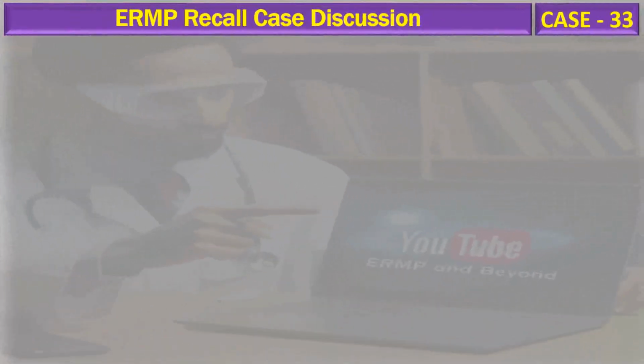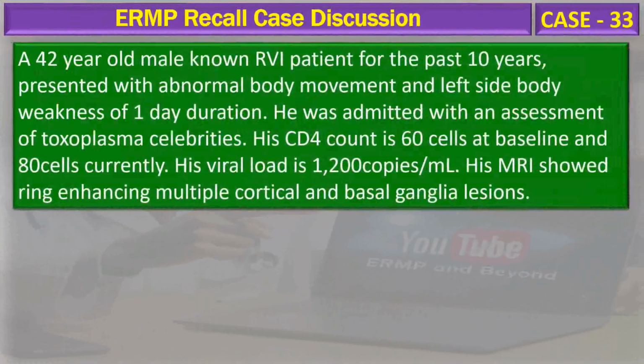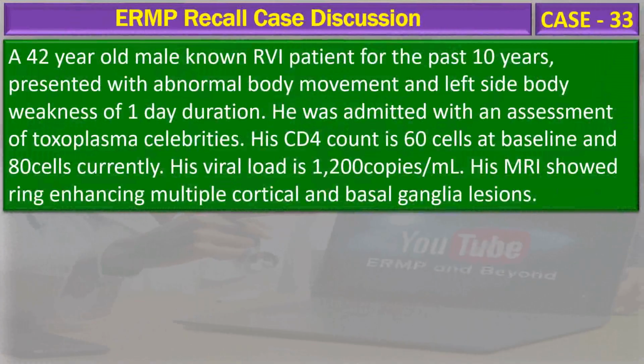A 42-year-old male, a known patient living with retroviral infection for the past 10 years, presented with abnormal body movement and left side body weakness of 1-day duration. He was admitted with an assessment of Toxoplasma cerebritis. His CD4 count is 60 cells at baseline and 80 cells currently. His viral load is 1200 copies per milliliter. His brain MRI showed ring-enhancing multiple cortical and basal ganglia lesions.